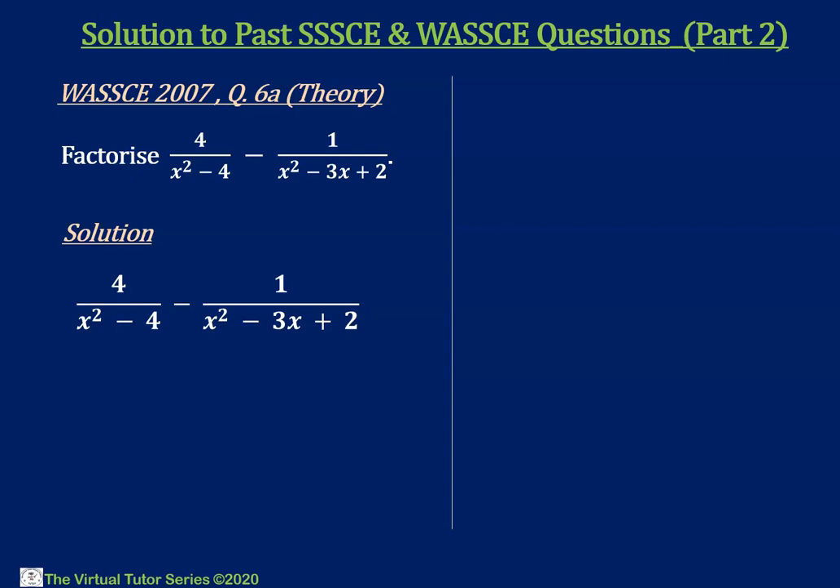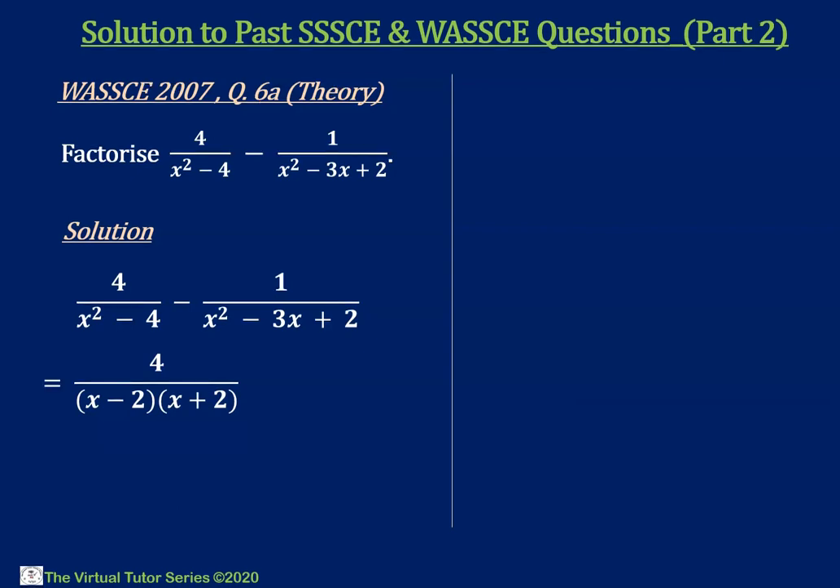X squared minus 4 is a difference of two squares and can be factorized as into bracket x minus 2 times into bracket x plus 2. X squared minus 3x plus 2 is a quadratic expression and can be factorized by first finding two factors of the product of the coefficient of x squared, or 1, and the constant term, or 2, which sum up to the coefficient of x, or negative 3.